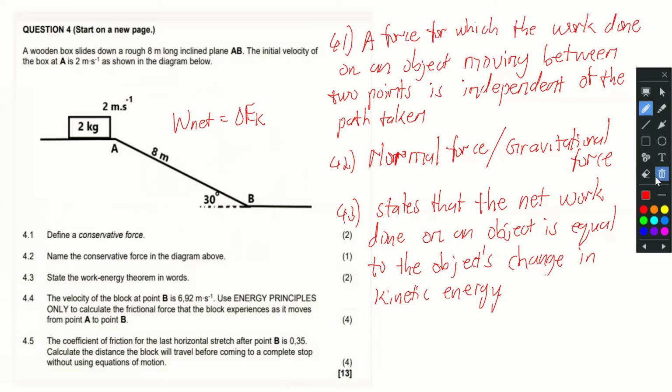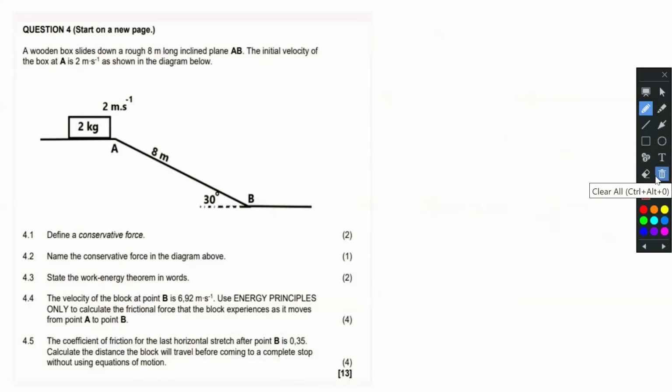Then, okay, 4.4 says the velocity of the block at point B is 6.92 meters per second. Use energy principles only. Note that. Use energy principles only. So that means no equations of motion here. Use energy principles only to calculate the frictional force that the block experiences as it moves from point A to point B. Right? So, okay, now, considering that I am to calculate the frictional force.